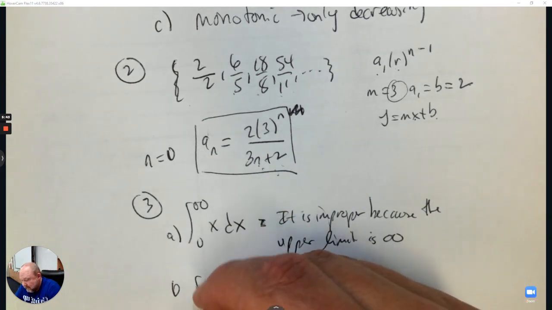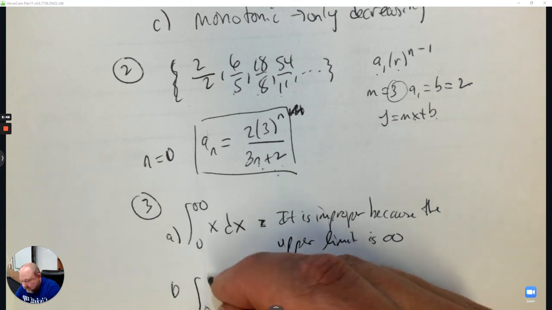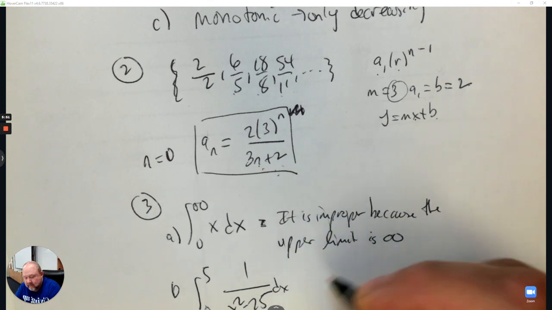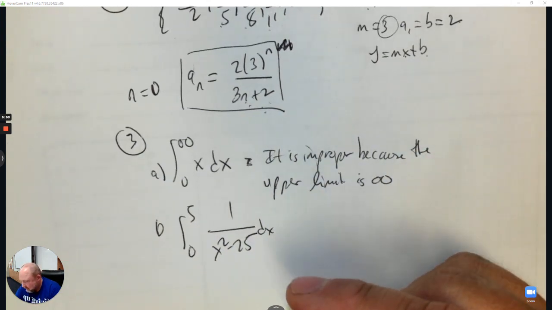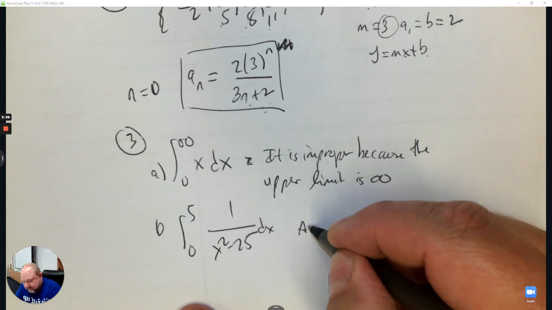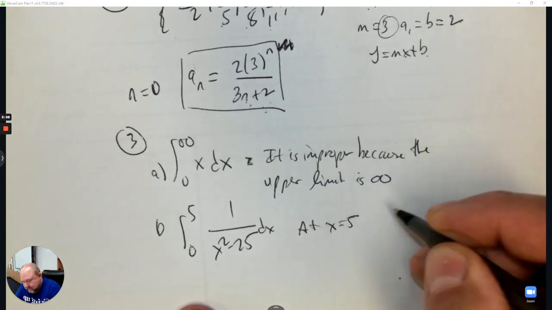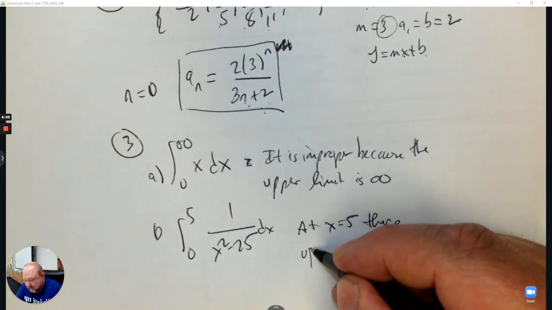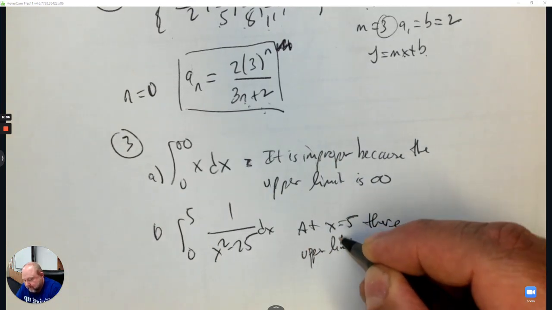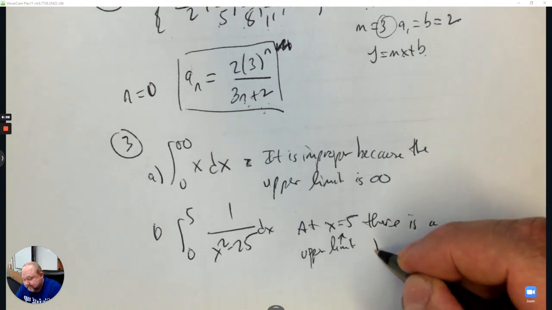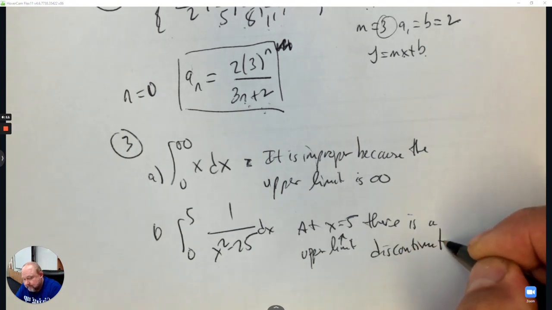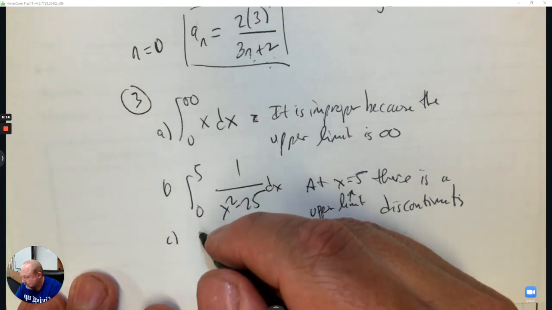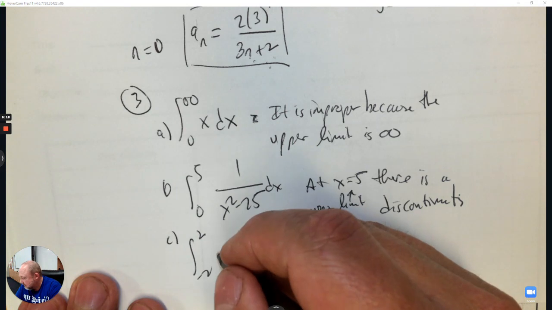How about B? Integrating from 0 to 5, 1 over x squared minus 25. Why is that improper? And at x equals 5, which is the upper limit, or bound, there is a discontinuity. C. From negative 2 to positive 2.